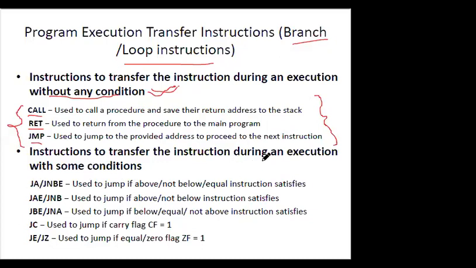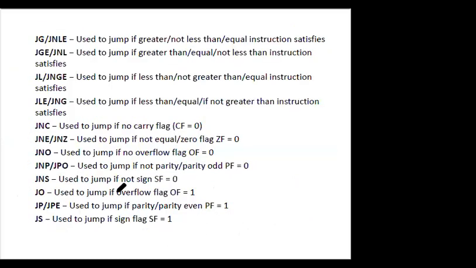These are instructions to transfer the instruction during an execution with some condition. Now this is conditional transfer of instructions. For conditional transfer of instructions, we have a more expanded instruction set to be followed. As we can see, there are many instructions in this part of the set. Used to jump if greater than, not less than, equal instruction satisfied. There are various conditions: jump if not 0, jump if 0, jump if carry, jump if not carry.